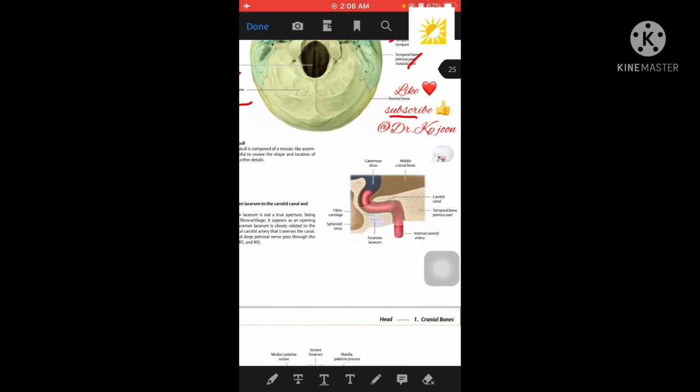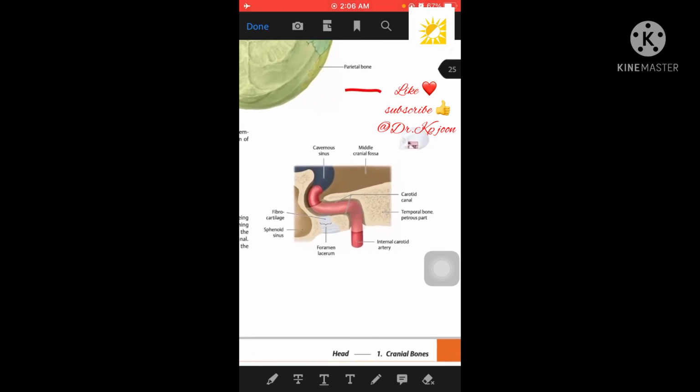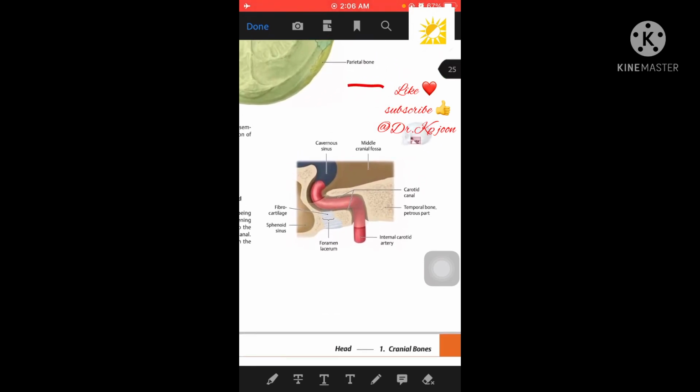If we talk about the B diagram, see this diagram of the B part. In this diagram you see the internal carotid artery, and this is the temporal bone petrous part, and this is the carotid canal, its middle cranial fossa, its cavernous sinus, its fibrocartilage, sphenoid sinuses, its foramen lacerum.